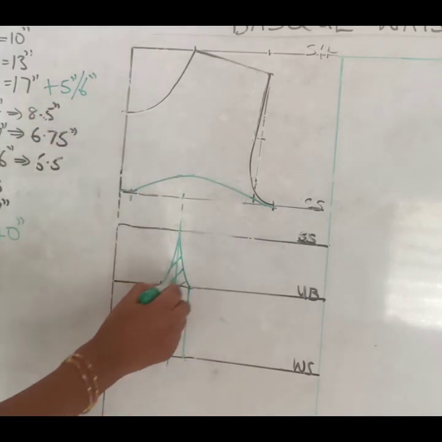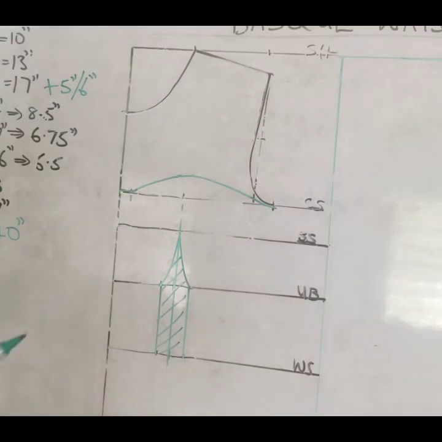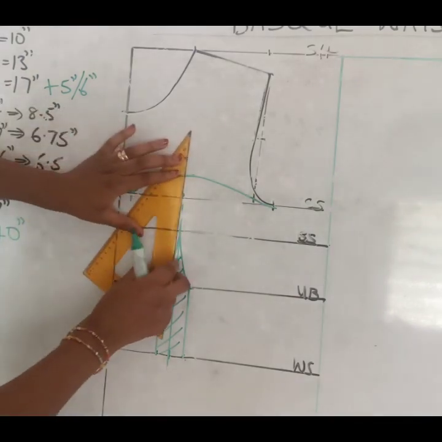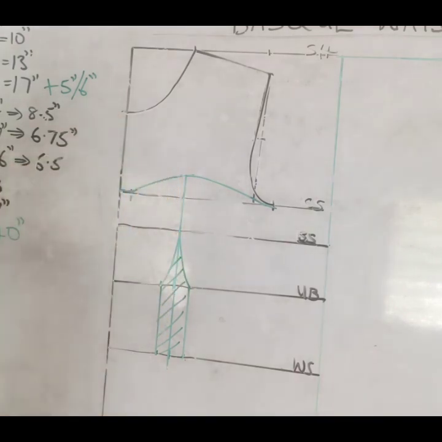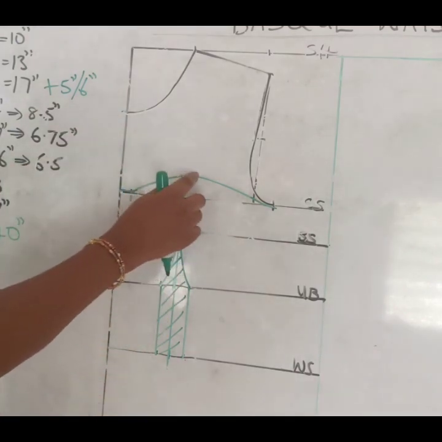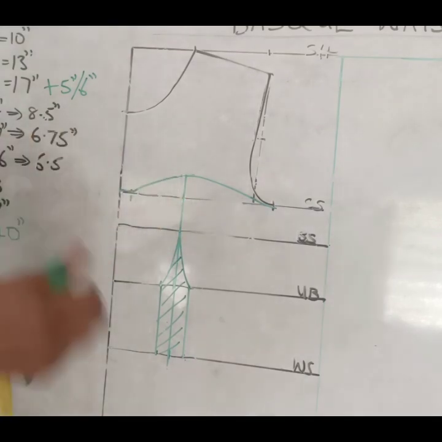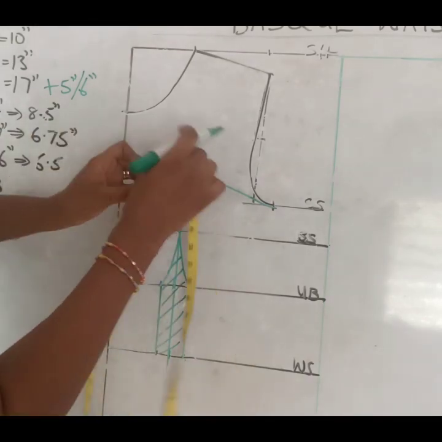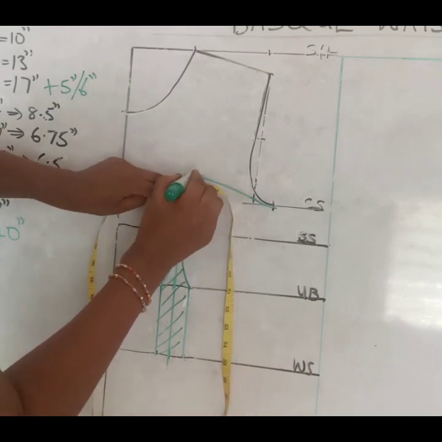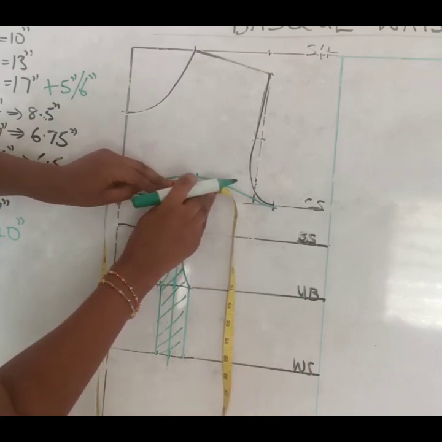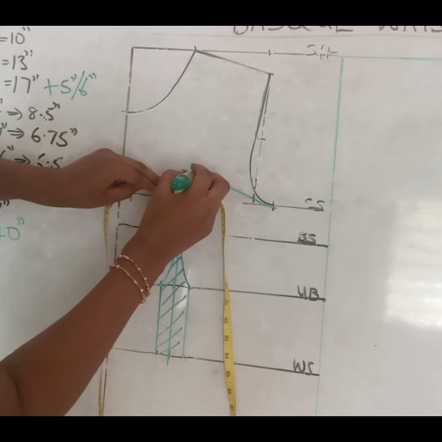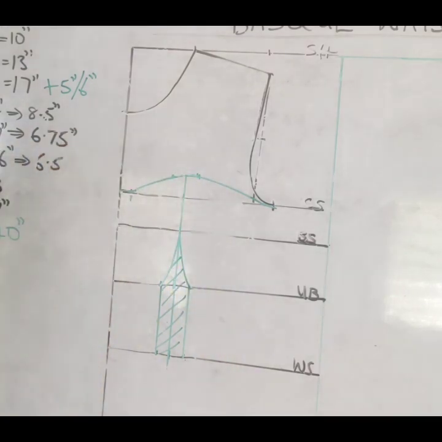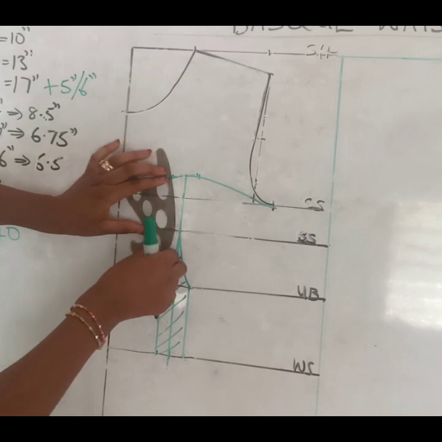So we are going to be cutting here out. And then we extend this line upward to meet the new neckline. We also repeat the dart 0.75, 0.75 on both sides. And then with the French curve, we'll connect that.